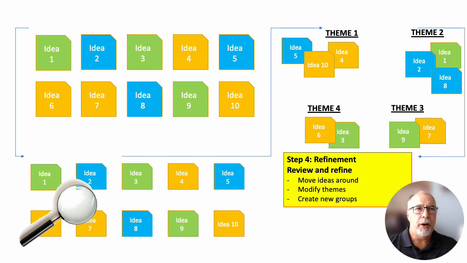Step 4 is you refine, you review, and you may move ideas around, you may modify themes, you may also create new groups. Again, getting as many people involved in this process, getting your stakeholder group, both internal and external people that have a vested interest in the success of your firm, including suppliers, manufacturers, operational people, finance, marketing, IT, your salespeople, your support people. And anybody and everybody that has a stake in the success of your enterprise should be involved in this process in some way, shape, or form, even if it's just to periodically refine and review and make suggestions.